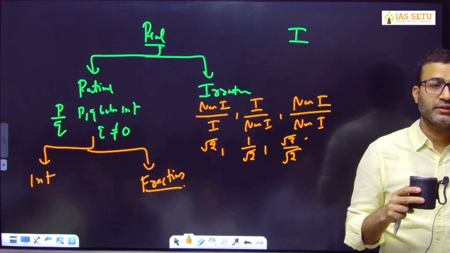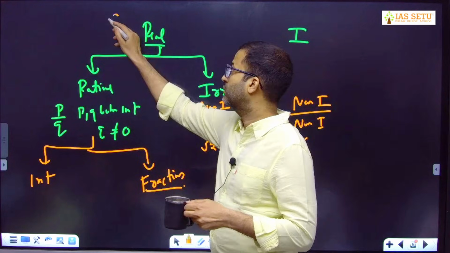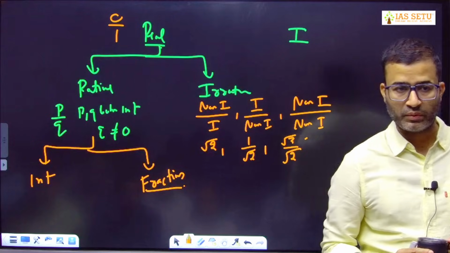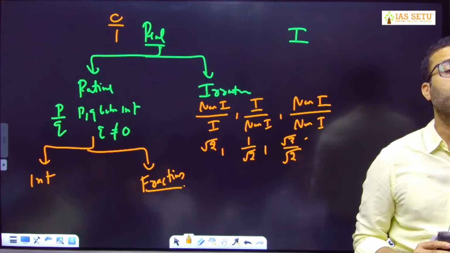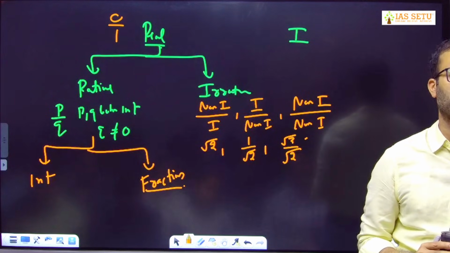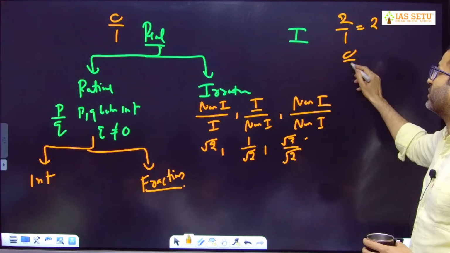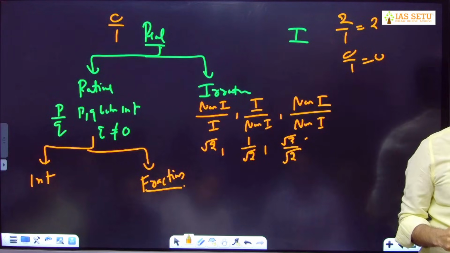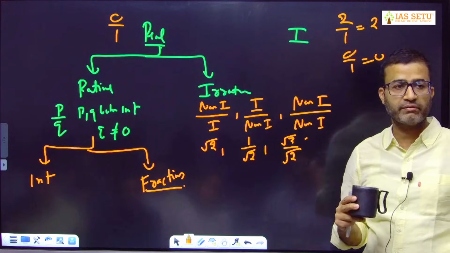0 is an integer. Why can't we write 0 by 1? Who stopped you from writing it? Your denominator can't be 0, your numerator can be 0. 0 by 1 is 0 only. 2 by 1 is 2. 0 by 1 is 0 only. So 0 by 1 can be written.